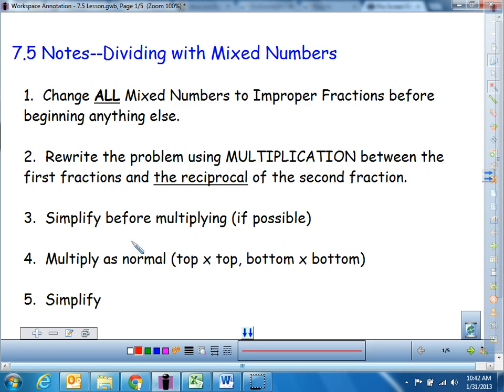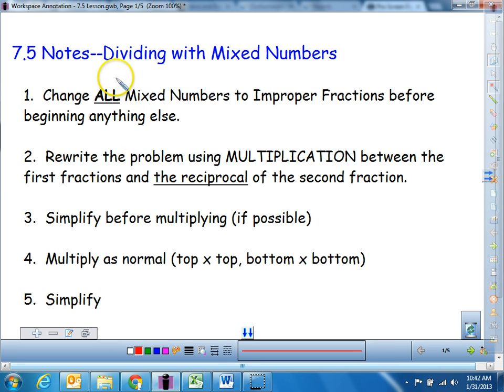In 7.4, we learned about dividing fractions. Dividing fractions, don't ask why, flip the second and multiply. So as long as we take that second fraction and take the reciprocal of it, turn it upside down, then we're multiplying top times top, bottom times bottom. That's how we deal with regular fractions.